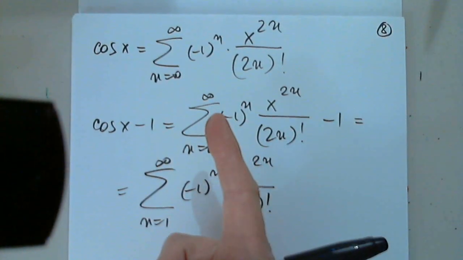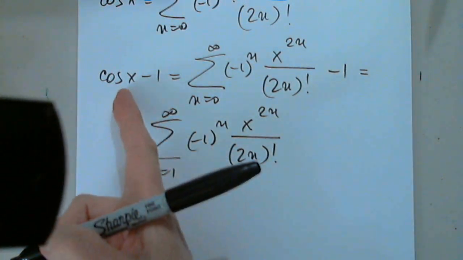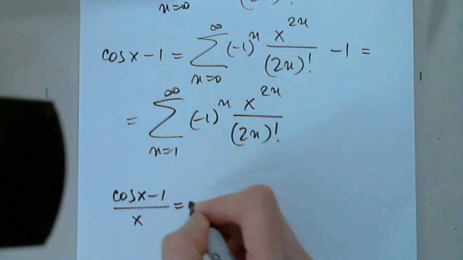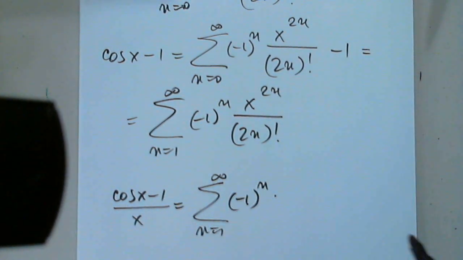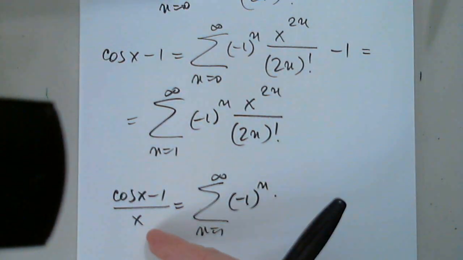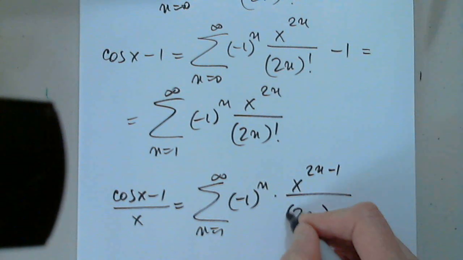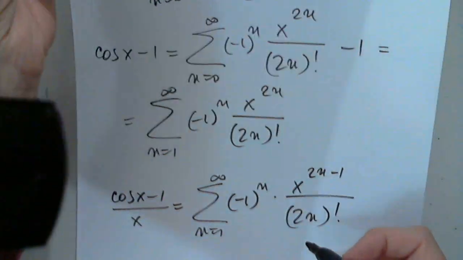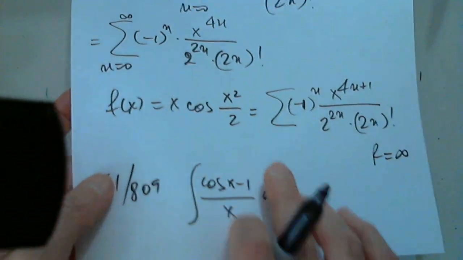Now we also have x in the denominator, so we only have this piece. So now I'm going to divide both sides by x. Then cosine x minus 1 over x will be the sum from n equals 1 to infinity of (-1)^n, x^(2n) divided by x will be x^(2n-1), over (2n)!. So all this work was to determine the power series representation of this. Now we will integrate.